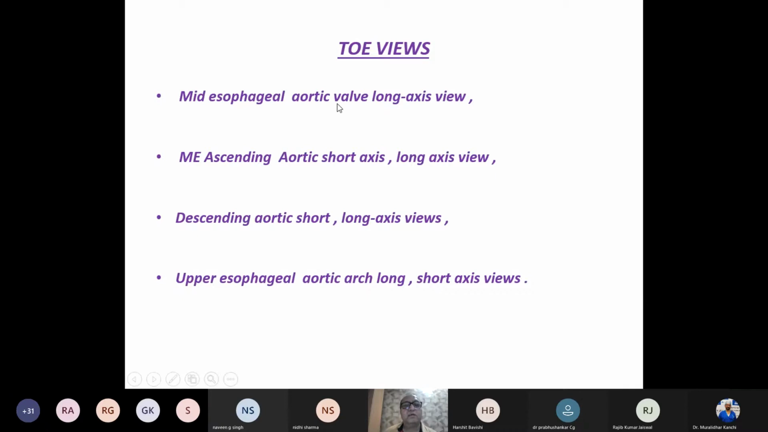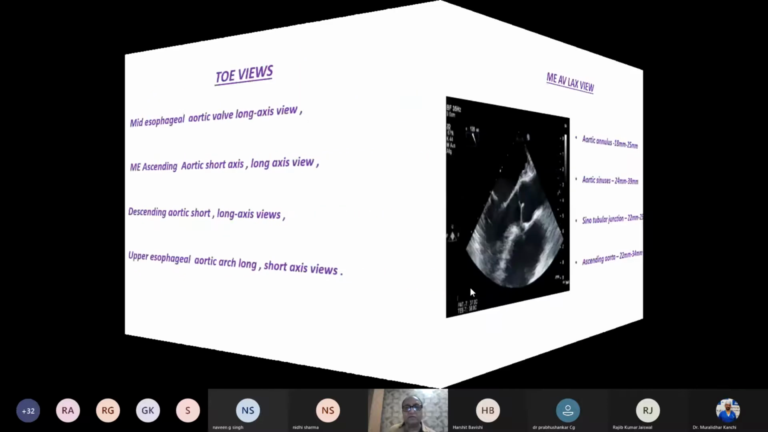One is the mid-esophageal aortic valve long axis view. Second is the mid-esophageal ascending aortic short axis view and the long axis view. Descending aortic short and long axis view, and the upper esophageal aortic arch long and short axis view. Now we'll go to the images of these.